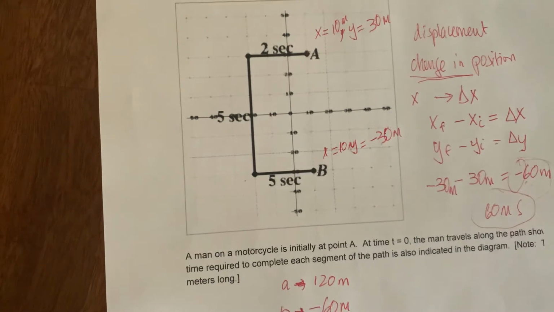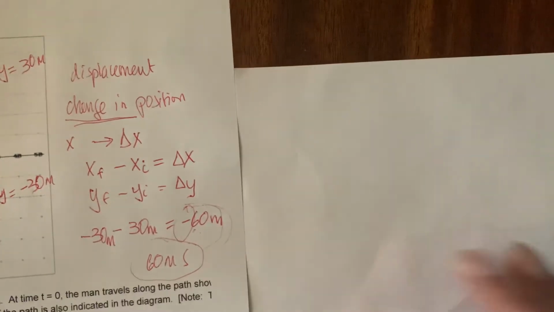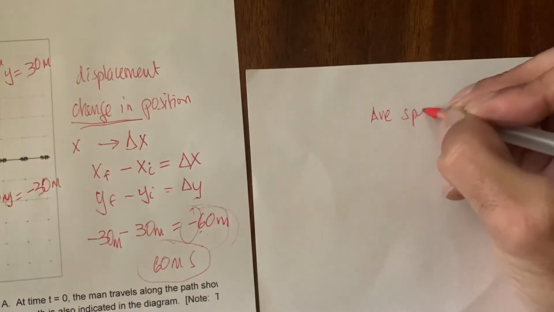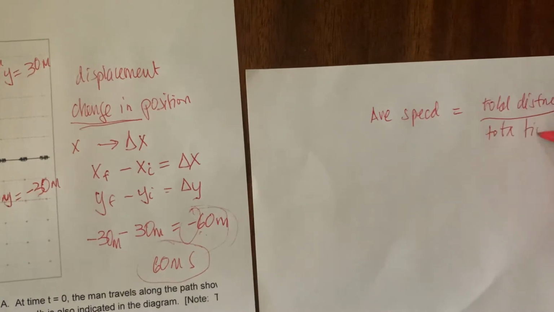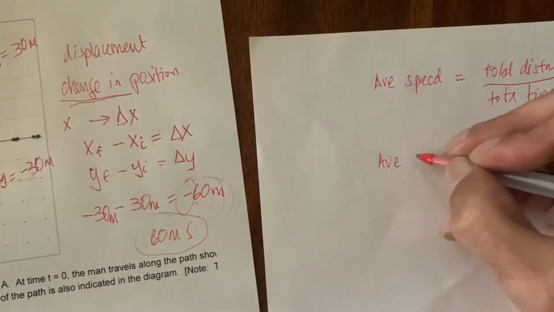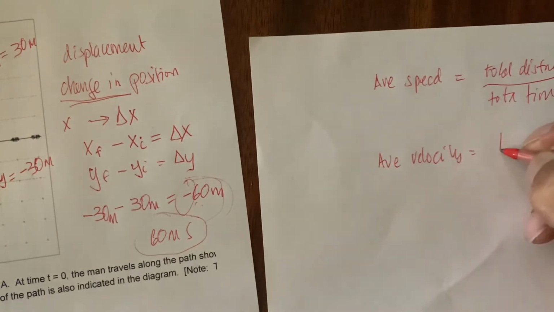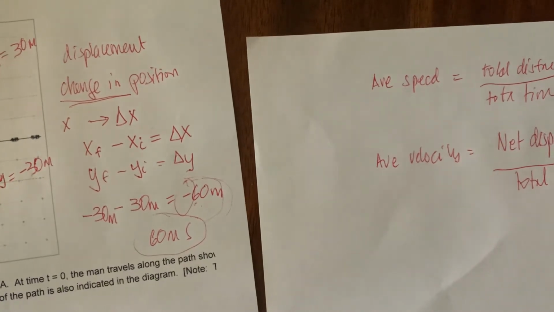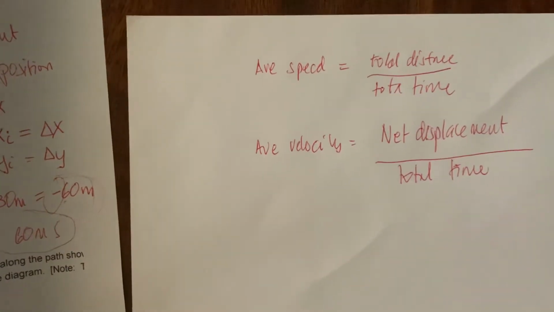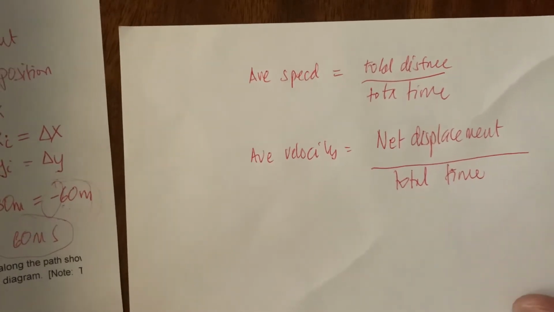Okay, let's look at the third question. What is the man's average speed? I'd like you to keep these simple formulas in front of you, which is average speed is equal to total distance over total time. Average velocity is, I won't say total displacement because you don't add displacement, we use the word net displacement over total time. So if you have displacement, velocity is a piece of cake. All you have to do is make sure you find the right displacement, which we did.